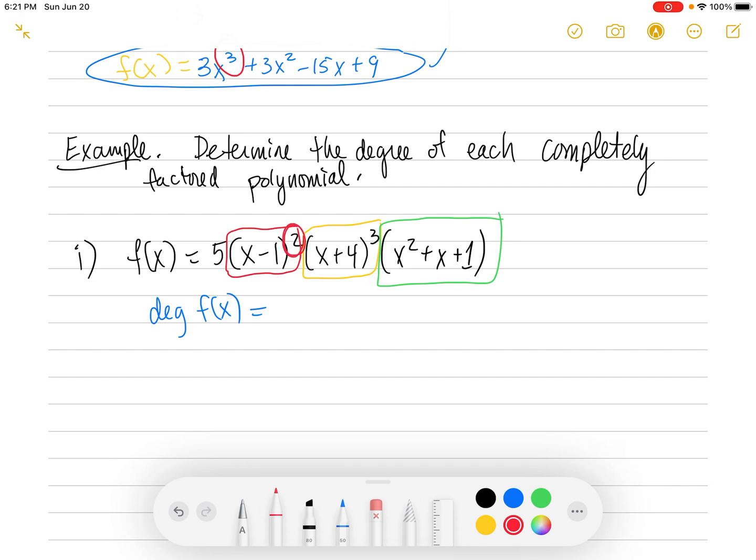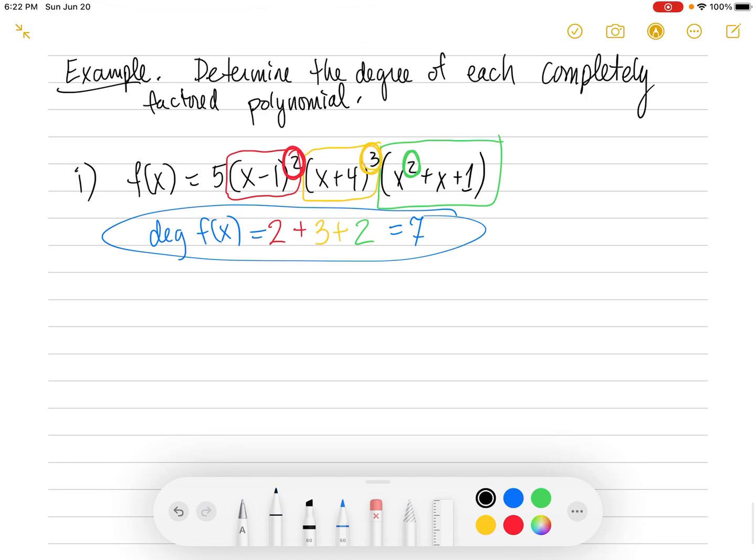We're going to look at the degree of each factor. The first factor has a degree of 2 out here, so we're going to take 2 plus the second one, which has a degree of 3, and then plus the last polynomial I circled in green, which has been completely factored, and the largest power there is 2. So we're going to add all those up. 2 plus 3 plus 2 is 7. The degree is 7. Rather than expanding all that, which would take a long time to FOIL out, we can just add up the different degrees. So we get a total degree of 7 for that polynomial.